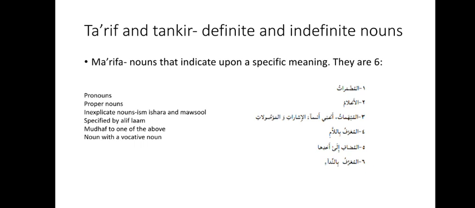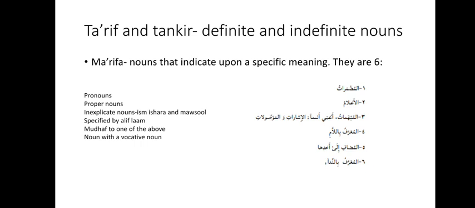So we have mudmarat, which are pronouns like I, you, him, her, or we. So in Arabic, ana for I, nahnu for we, anta for you, or anti for you, feminine, huwa for he. Then we have proper nouns, or proper names, you could say al-a'lam. For example, Zaid, Abu Bakr, or Khalid. These are all nouns, they are specific.